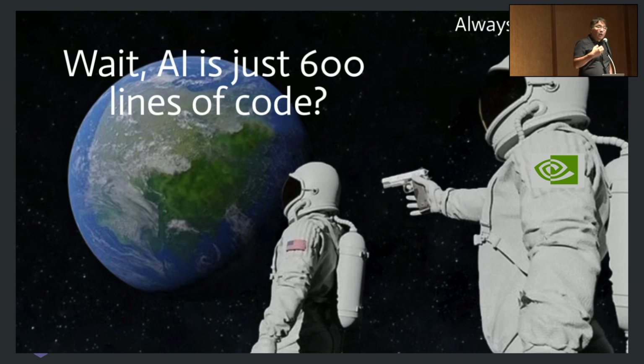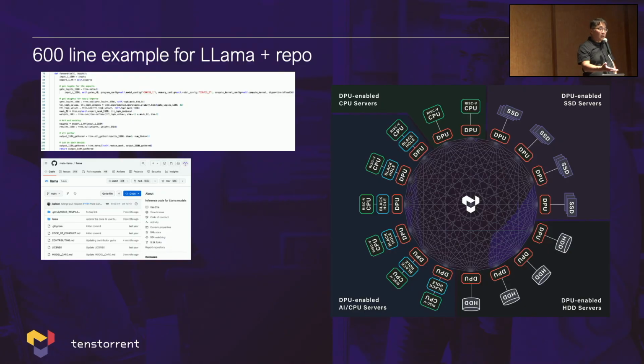Everybody thinks AI is complicated, but at the highest level of abstraction, it's only 600 lines of code for Llama, right? You can download it from the Tenstorrent website. Our Llama code is only 600 lines, but it's super complex when you start mapping those 600 lines of code into the implementation of the hardware.